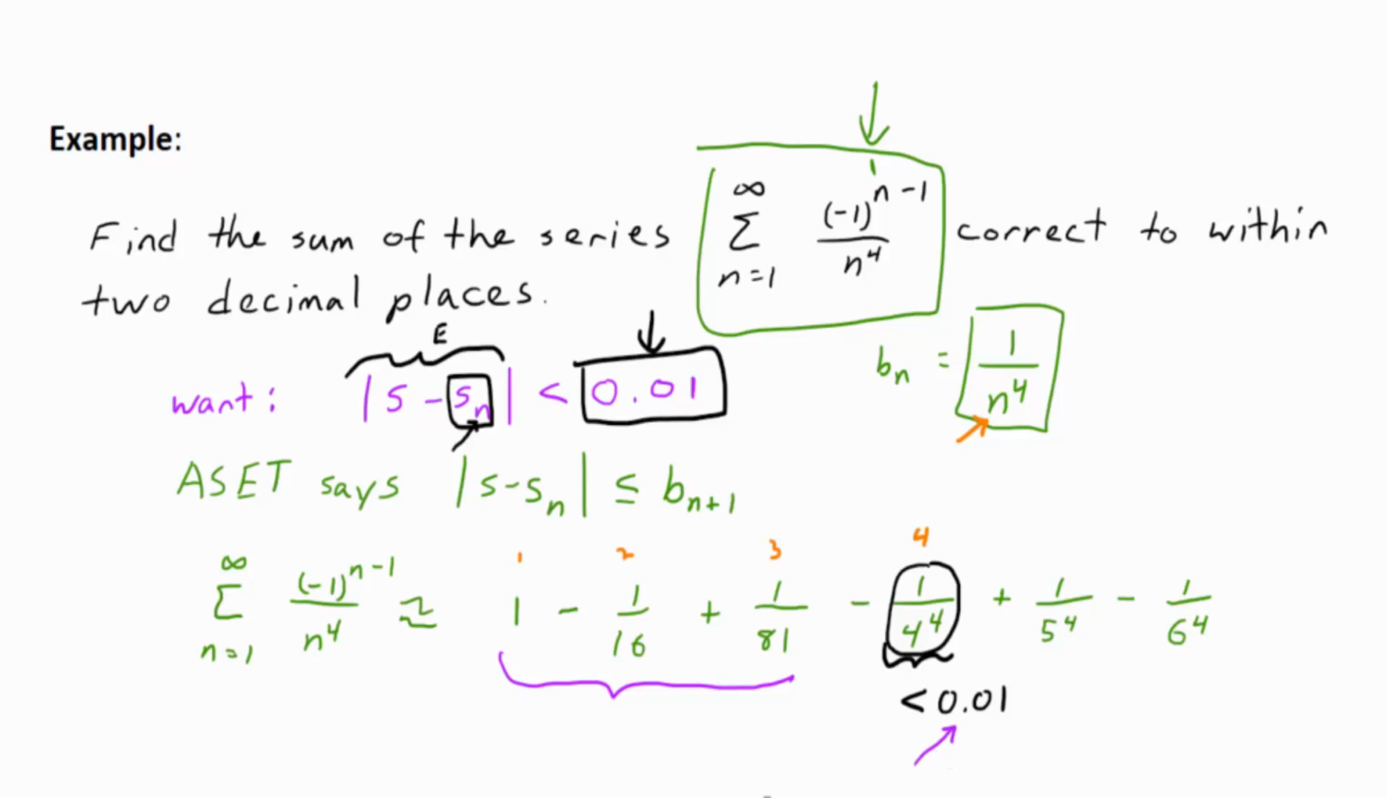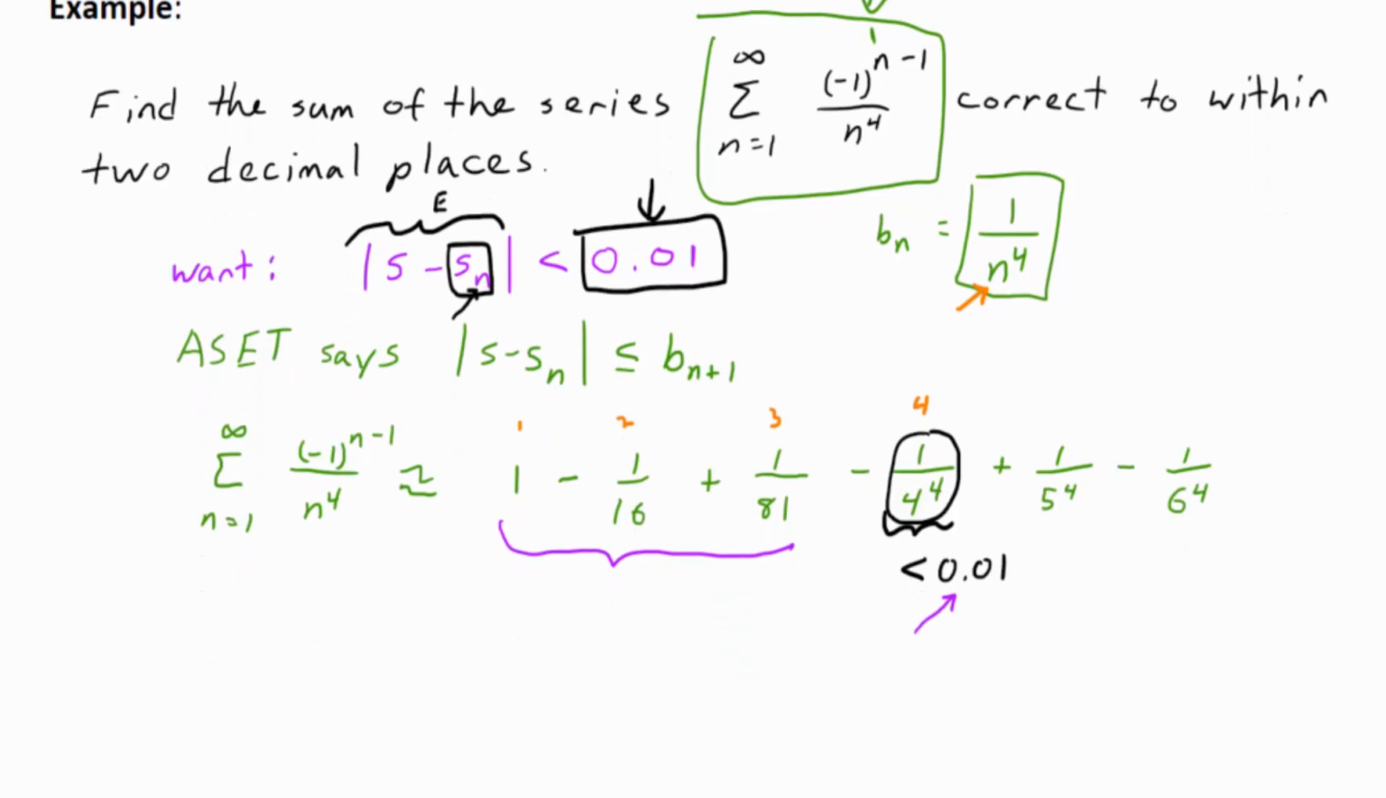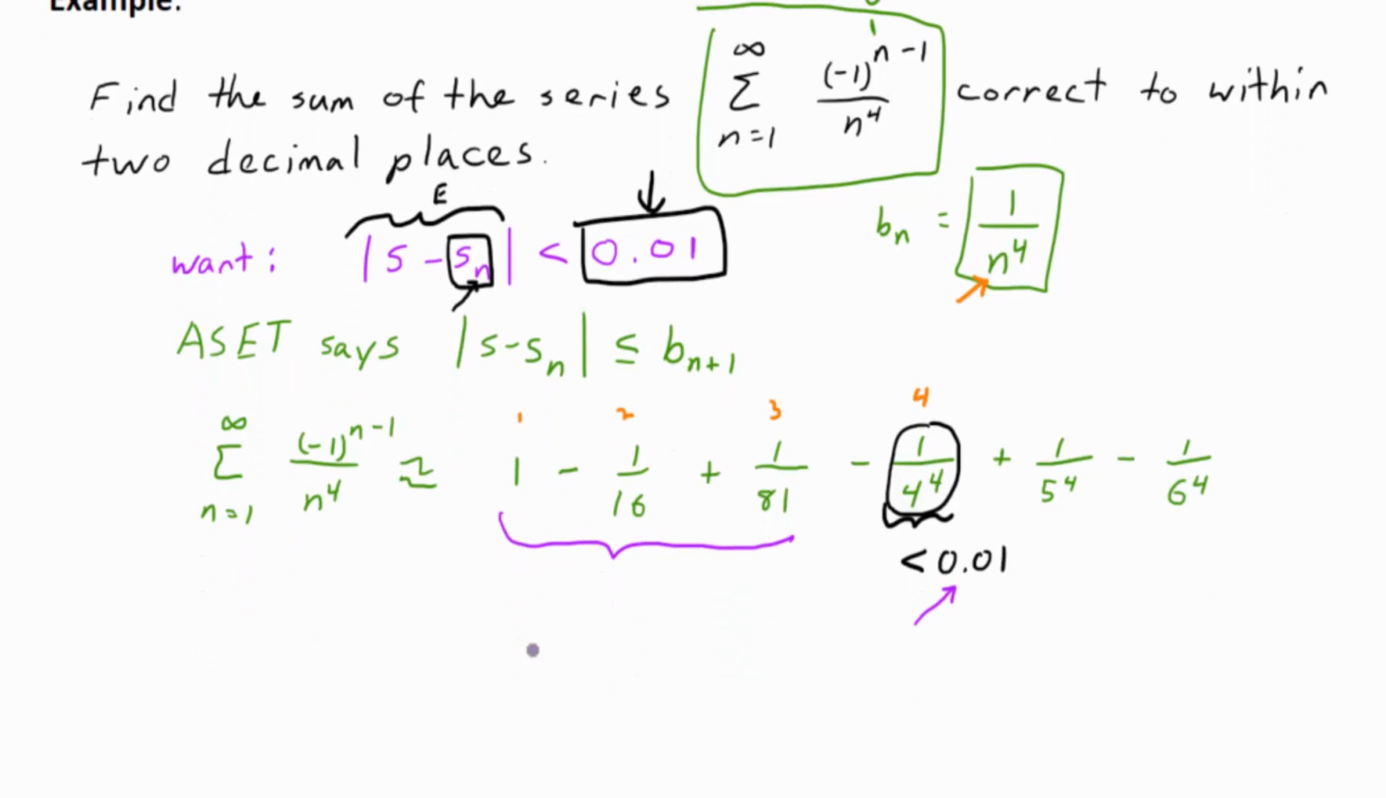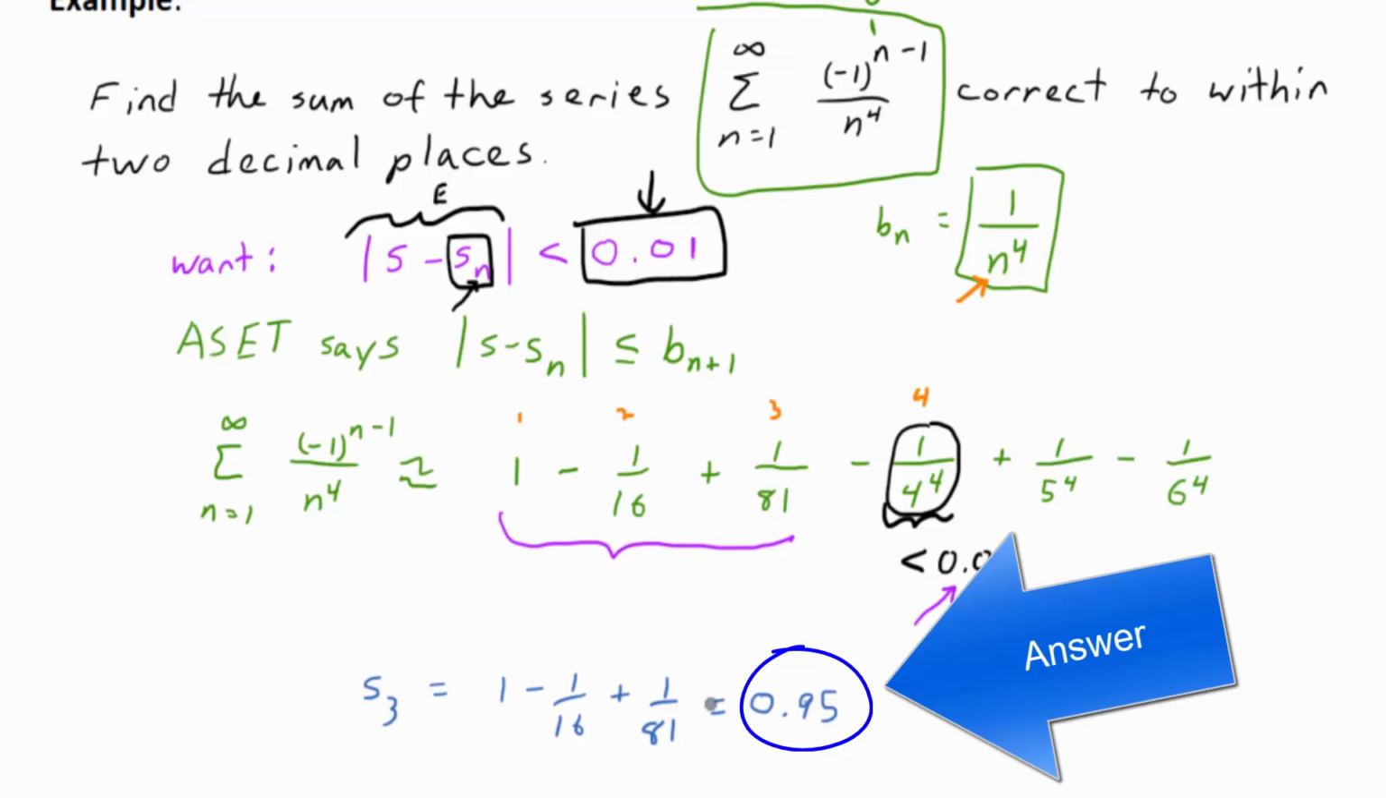So has anybody done it yet? Has anybody summed these first 3 terms? So this is about 0.95 right here. So let's everybody check just to make sure. So S3 is equal to 1 minus 1/16 plus 1 over 81, which is equal to, I don't know, you guys tell me. You said 0.95 to the second decimal place? Okay. So I'll make that a wavy equal sign right there. Does everybody agree with that?